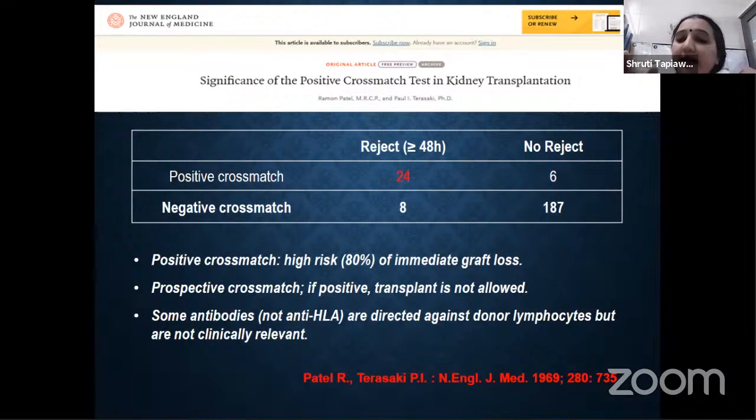Some antibodies are directed against the donor lymphocytes but may not be relevant was a comment which was written on the paper. But overall, a basic cross match which was designed by Dr. Terasaki, where the cells of the donor and the serum of the recipient were incubated with the complement, and if the cells died, you have an 80% risk of graft loss, and that was an absolute contraindication, and which till today stands true, but with few caveats, because now we have technology which has moved ahead.